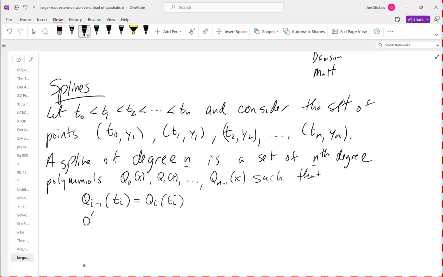I need to make sure that Q prime of t sub i minus 1, t sub i, we got lots of letters going. Q prime of i, t sub i, and so on down the line until I get to the n minus first derivative matching.